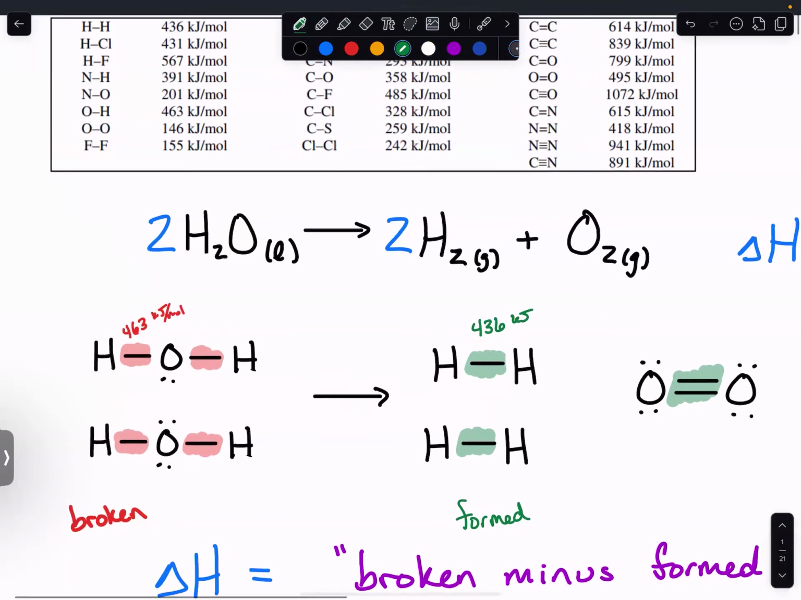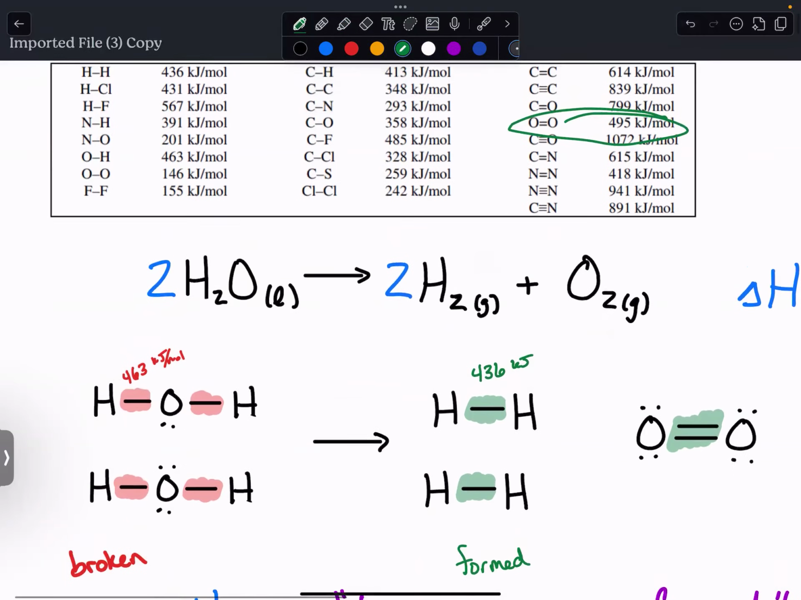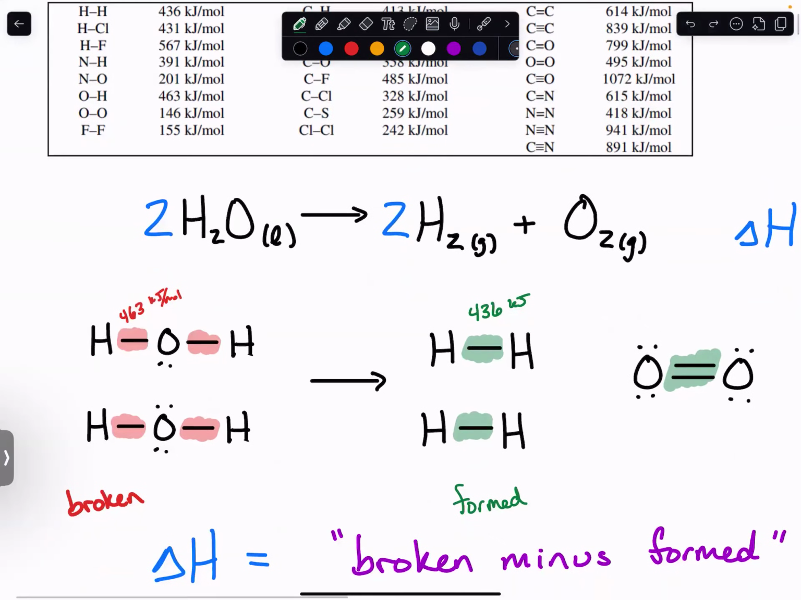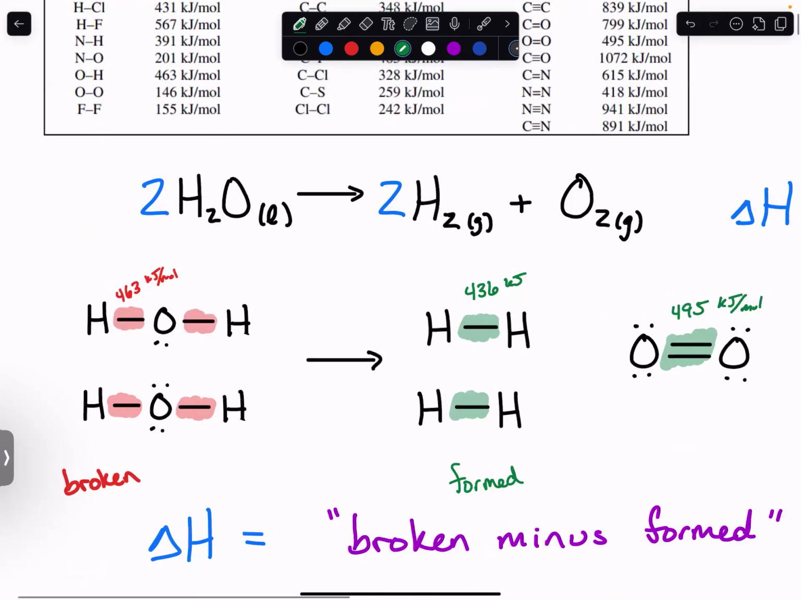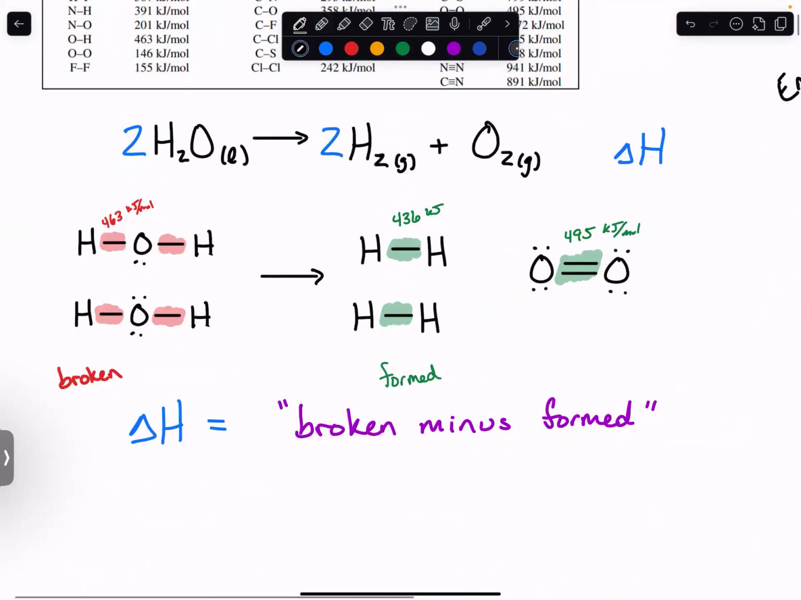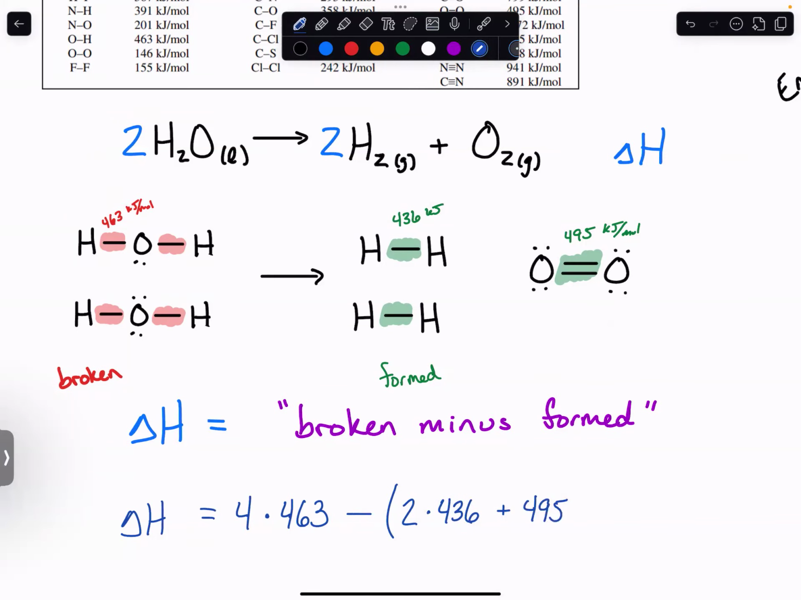All right, and that oxygen-oxygen double bond, to be clear, we're going to look over here, is not the single bond, right, but the double bond. It's going to release 495 kilojoules per mole when that bond is formed. Okay, so for my delta H calculation, I'm going to do 4 times the 463, and then I'm going to subtract, and I'm going to be good and put it in parentheses here, the 2 times the 436 plus the 495.